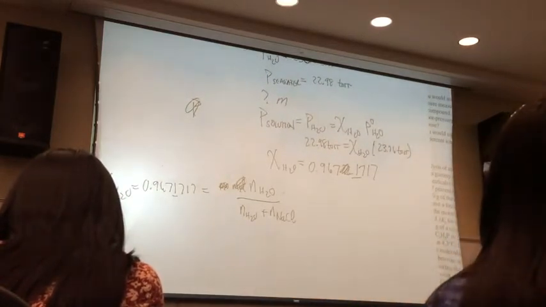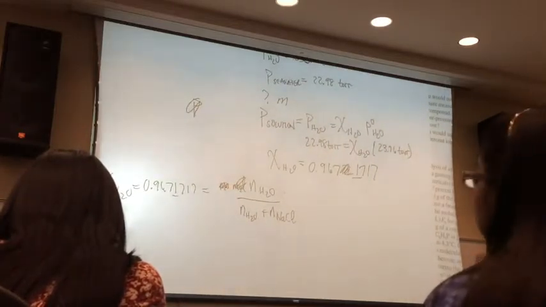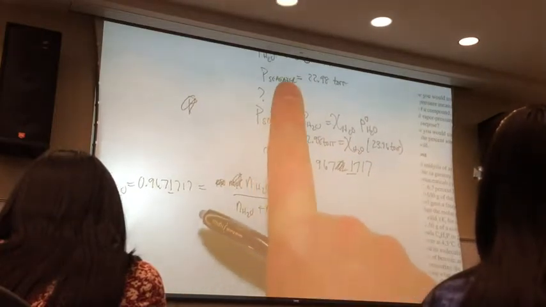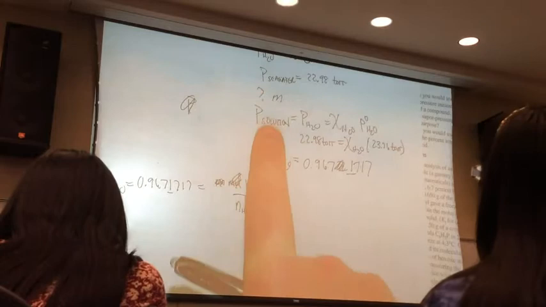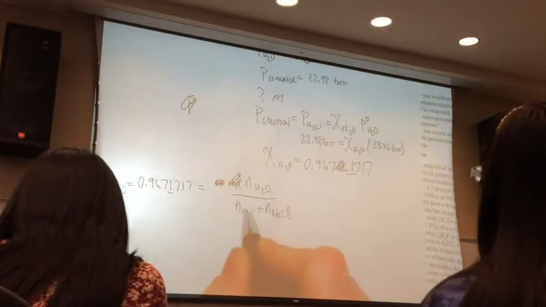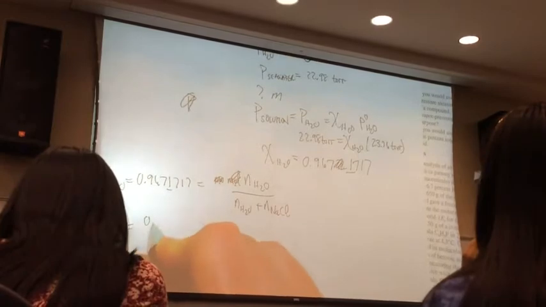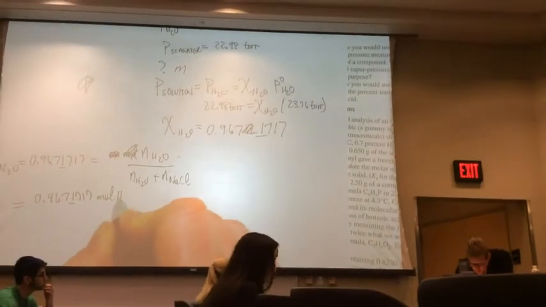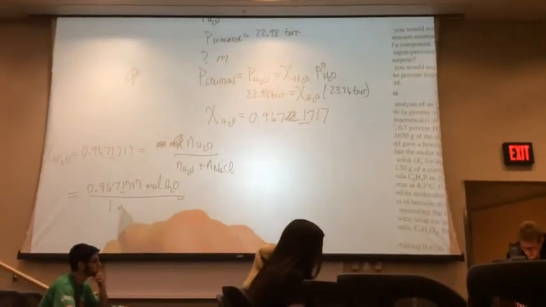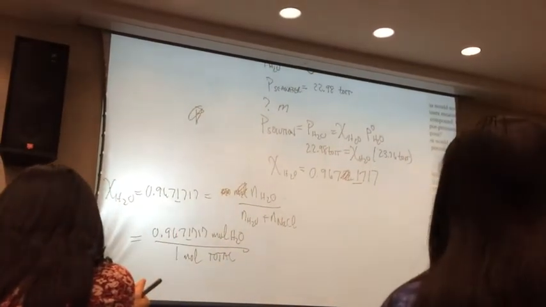So we have to make some assumption here because we weren't given an exact amount of anything. What we know from these two pressures is this mole fraction. So I can assume that if this total value is 1, then this mole fraction is the same as 0.9671717 moles of water divided by 1 mole total. This plus this equals 1. Everybody okay with that? That divided by that is that number.